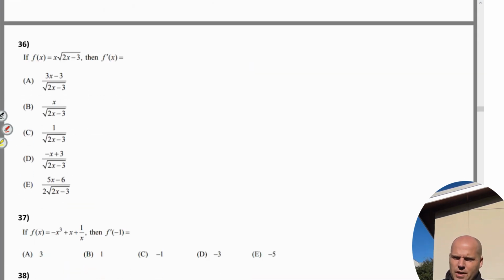This is another product and chain. I'm sorry for all these product chain rules. Every time you take the derivative of the second piece, you have to use a chain. So let's do O and I for the second piece.